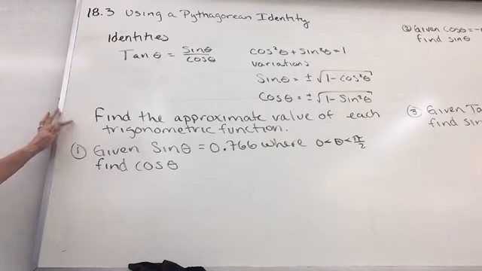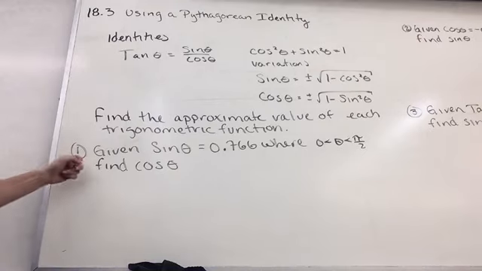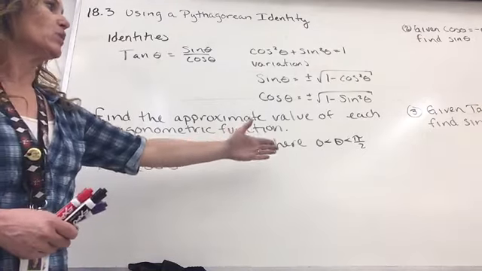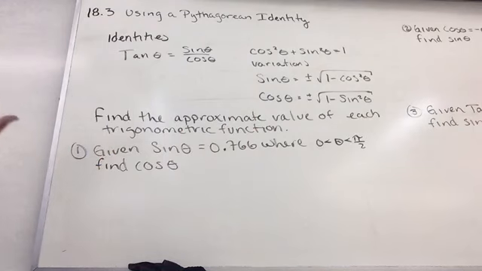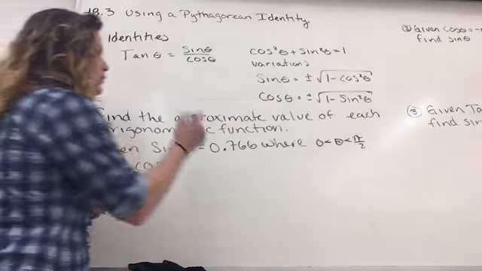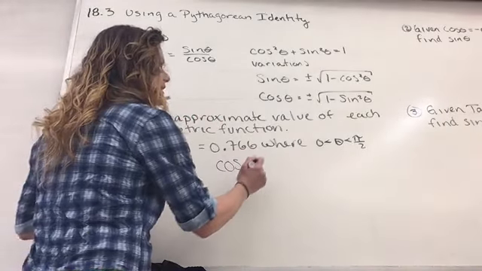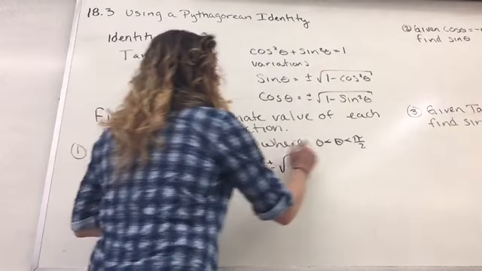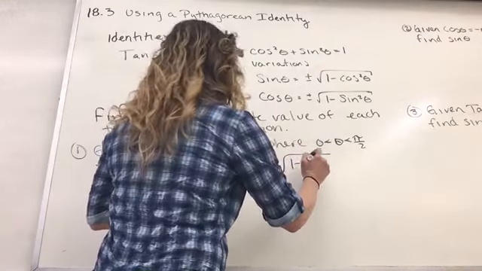Now, finding the approximate value of each trigonometric function, we're going to use the identities. We're given that sine theta is this. It's between 0 and pi over 2, which means it's in quadrant 1. Okay? So we know when we're in quadrant 1, the values are all positive. That helps us with that plus and minus at the beginning. But basically, we're going to use this formula. If I want cosine theta, because that's what they're asking me to find, it's plus or minus the square root of 1 minus the sine squared theta.